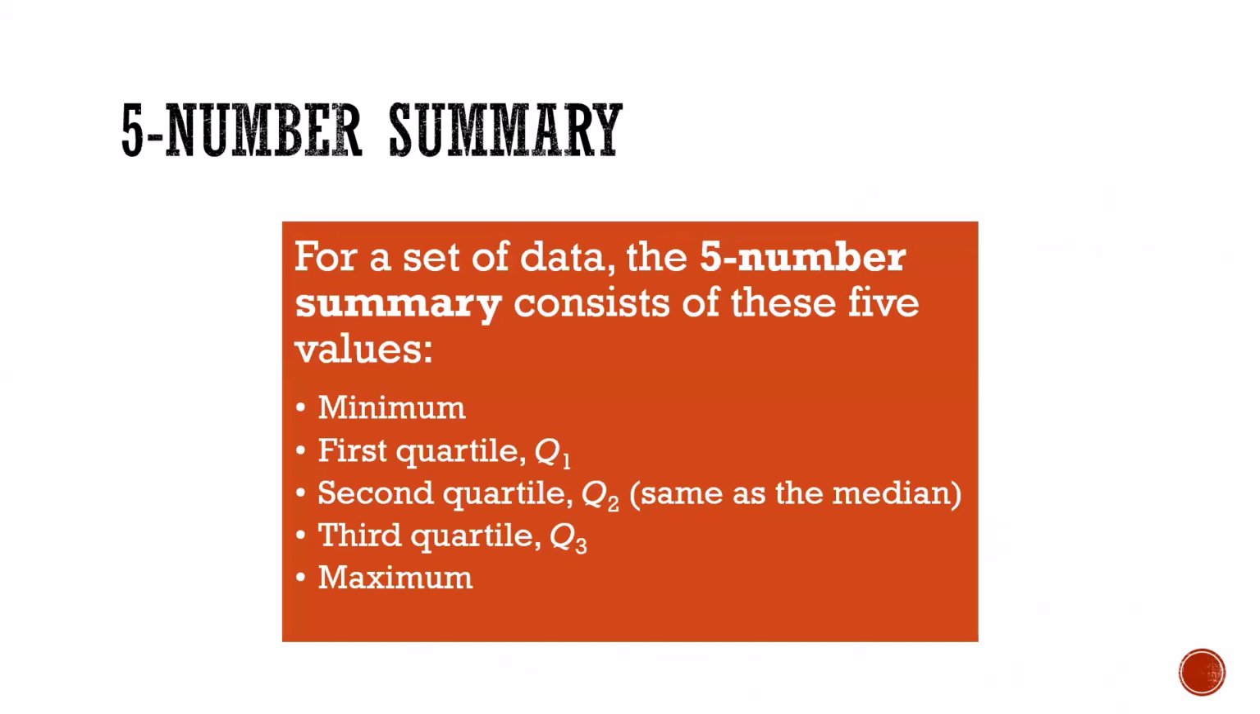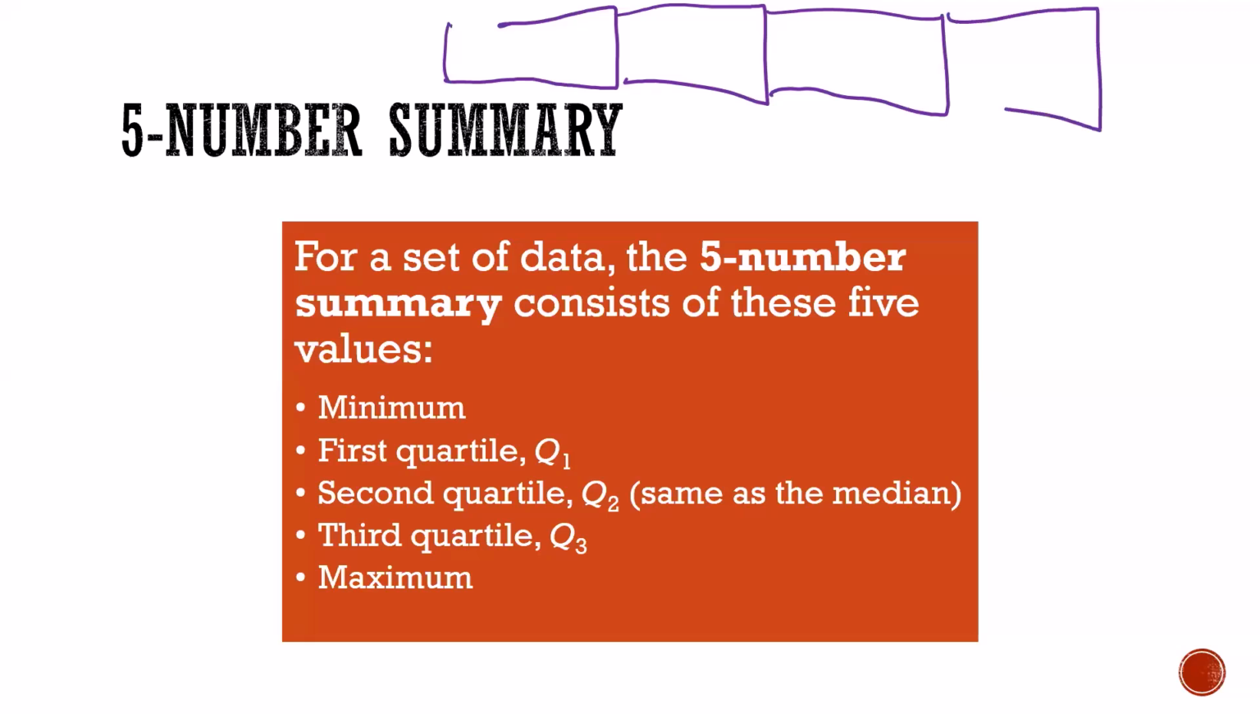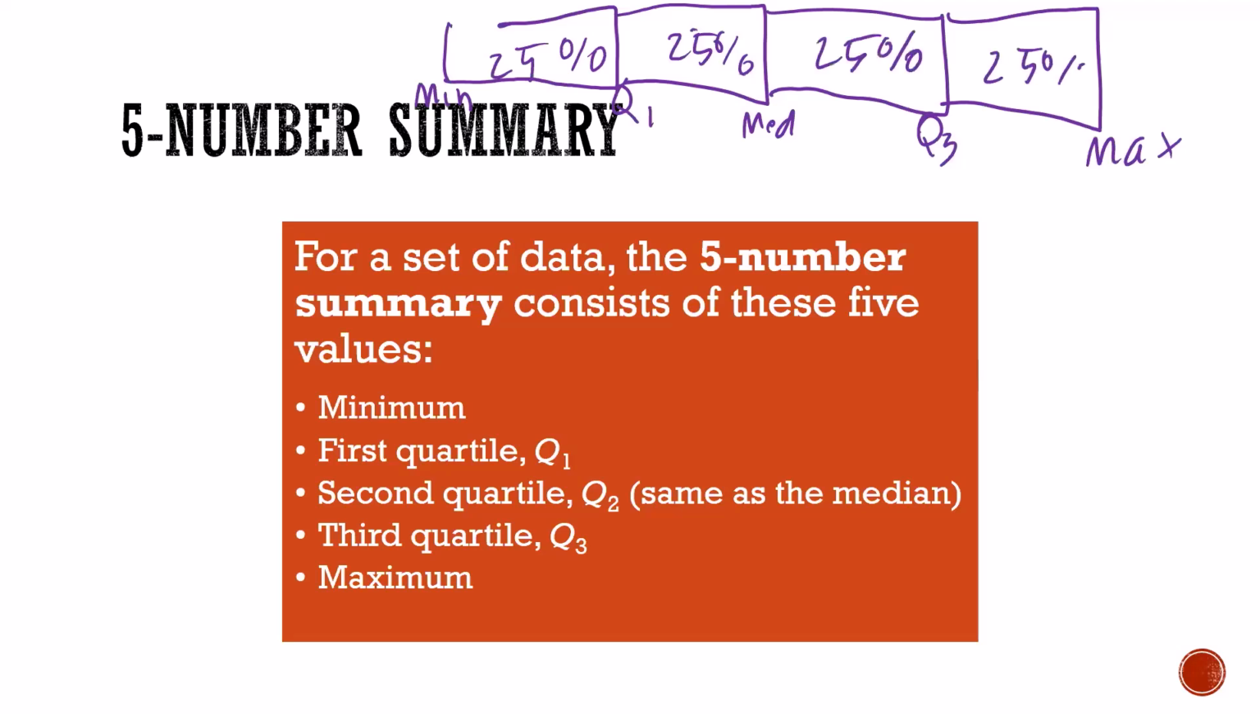Here's my data. Let's say I divide my data into 4 boxes, each with 25%, right? Well, here's your min. Here's Q1. Here's your median. Here's Q3. And here's your max, right? Notice each of these kind of define the edges of 1/4 of your data, right? So that's what the 5-number summary is.